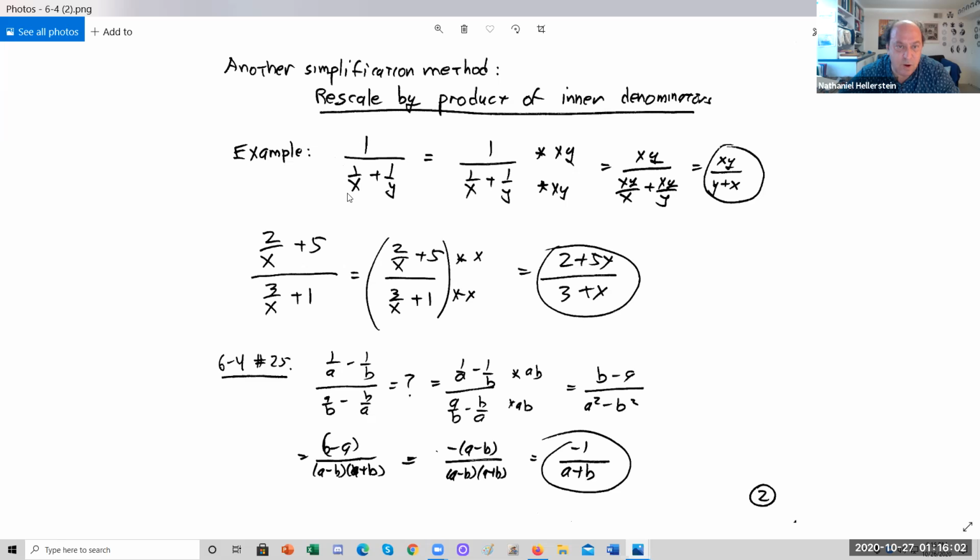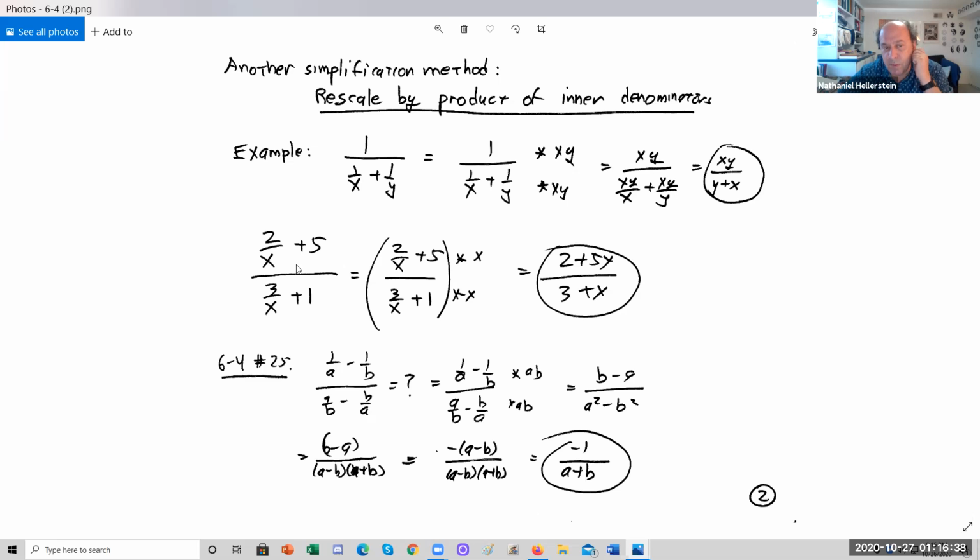Now, for this thing, 1 over x plus 1 over y, we rescale: we multiply above and below by the product of what I call the inner denominators. This has a denominator of x, this a denominator of y, so that product is xy. So we'll multiply above and below by xy. The numerator is 1 times xy. Then in the denominator we distribute, getting xy over x plus xy over y. After some cancellation in the denominator, we get xy over y plus x, product over sum.